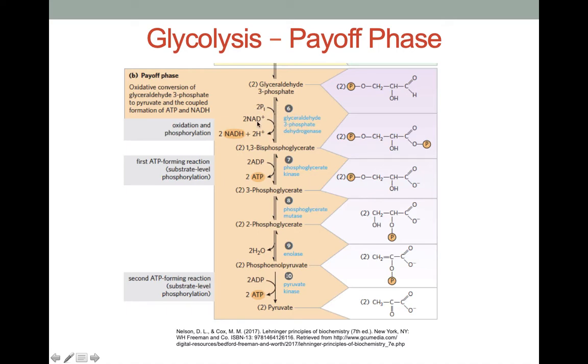So in step 6, we actually are able to produce 2 molecules of NADH. Again, that is electron carrier molecules. That conserves some energy for us. And then steps 7 and 10 both produce 2 molecules of ATP. So this is how we use 2 ATP in the preparatory phase, and we created 4 in the payoff phase. So the net result of glycolysis is the production of 2 molecules of ATP, 2 molecules of NADH, and the 2 molecules of pyruvate.